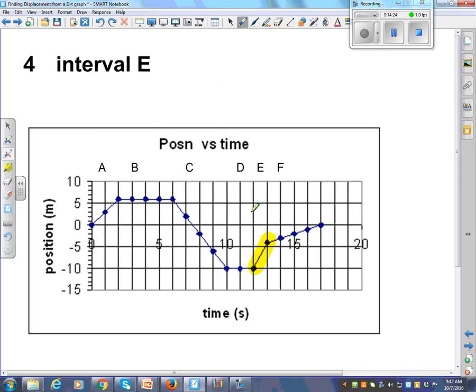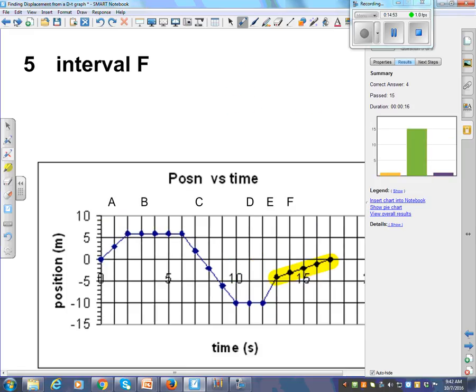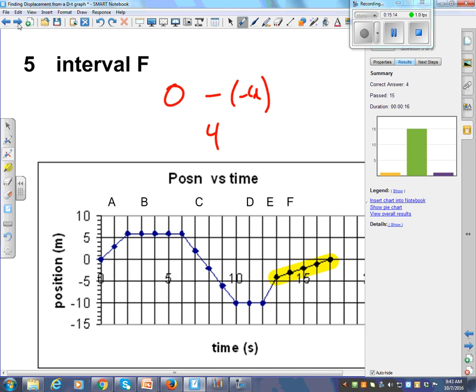Interval E is this really steep one right here. It's up. It's going to be positive. What's the final position? Looks like it's above 1, right? So it's going to be -4. Is it not? Yeah. Final minus initial, so -4 subtract -10 is -4 +10, which is +6. +6 is the answer. Interval F is this one here. Final minus initial. The final is 0. The initial is -4. When you subtract, Colin, you get +4. Okay, we're finding the displacements.